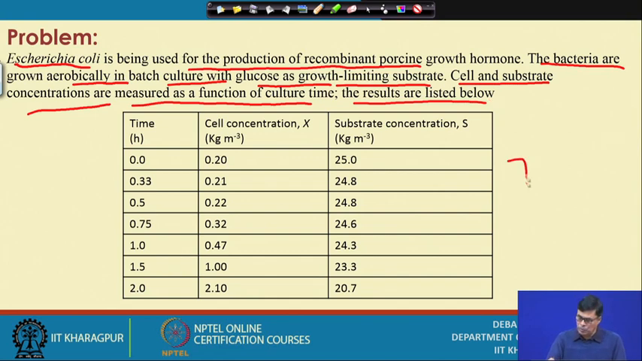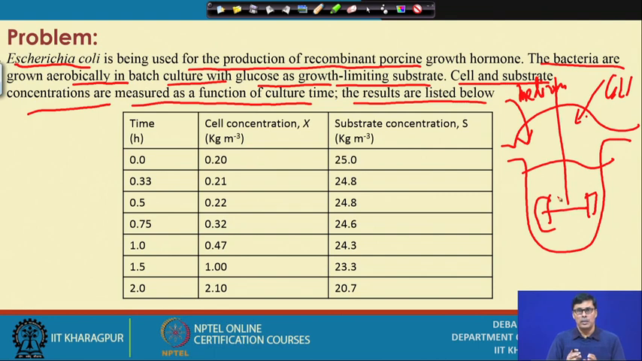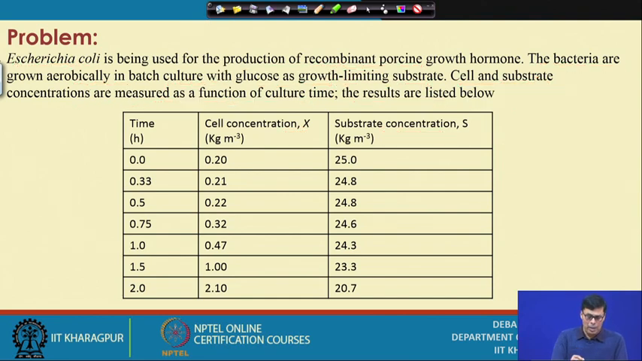So we understand what is called a batch process. In a batch process, I told you, we take the medium and we put the cells here. We put all the things together, and then from time to time we draw samples here, and we monitor with respect to time what the cell mass concentration is and what the substrate concentration is. So this problem deals exactly with this, and these are the experimental results that have been given.